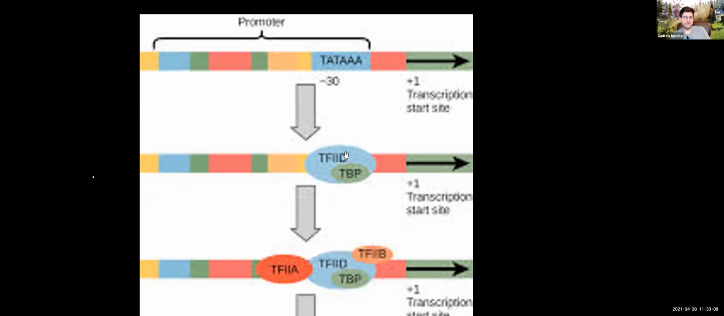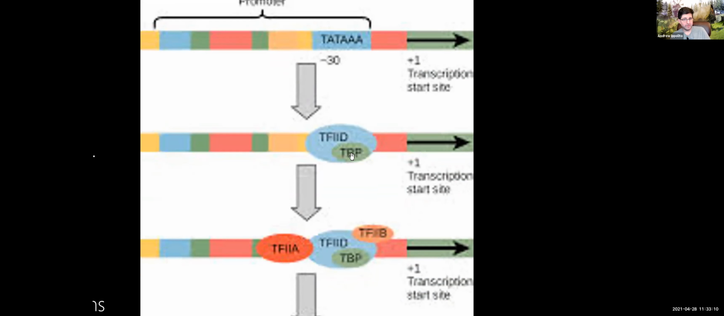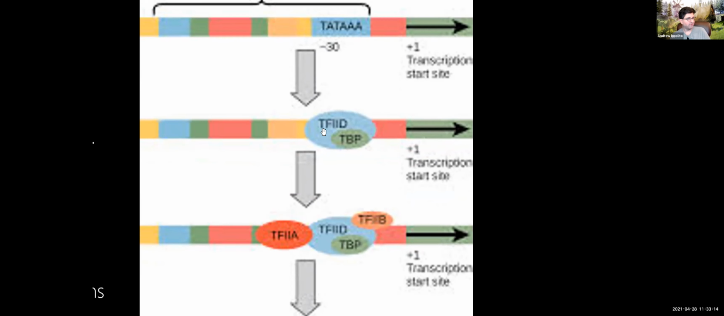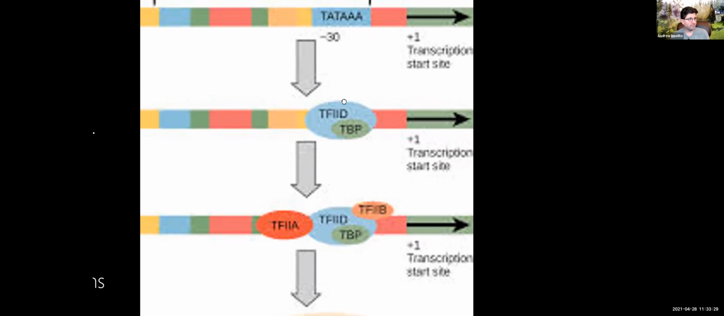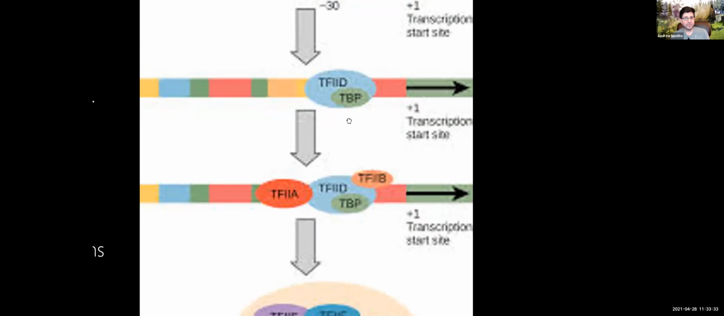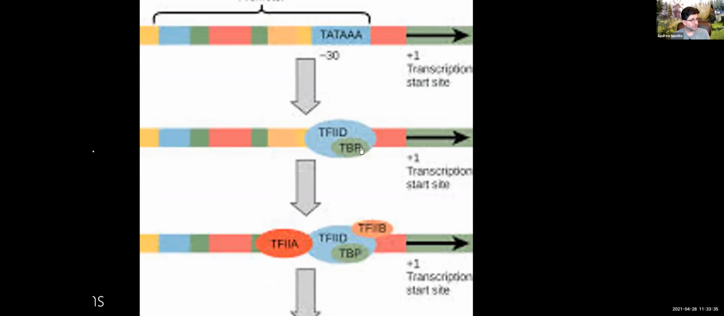There's TBP, TATA binding protein, binding to the TATA site. Then there's this one, TF, with the Roman numeral 2 for RNA polymerase 2. So this is transcription factor for RNA polymerase 2, and this is transcription factor 2D, because it was discovered fourth, I guess. So this is TF2D.